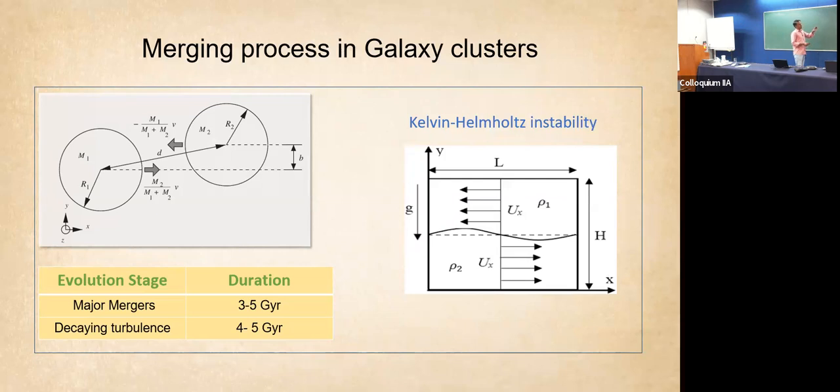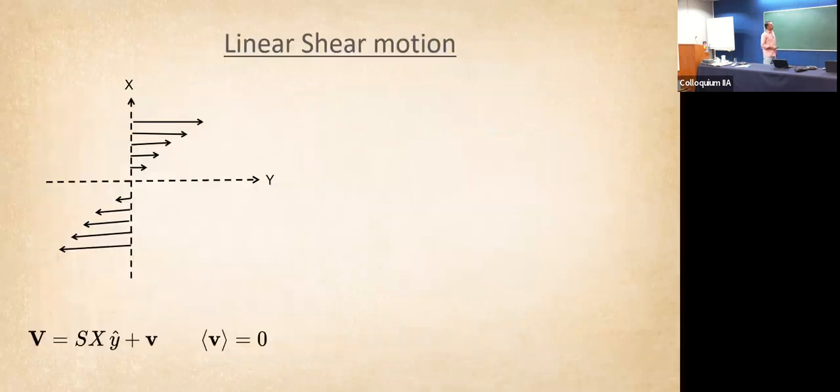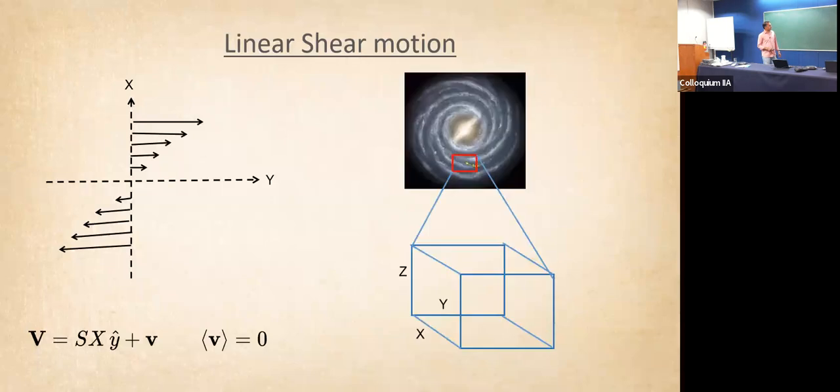Then this has to be considered the local patch of the galaxy cluster. So here we model the cluster's large scale motion as a shearing motion, which is in the direction of y, but it is varying along the direction x. On top of this mean motion, we put in the turbulent velocity, whose average is actually 0.